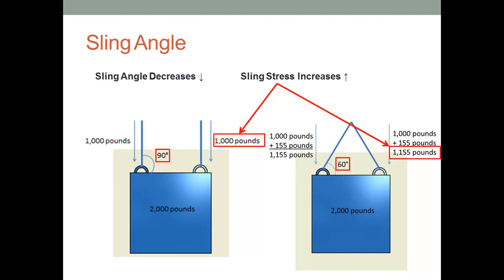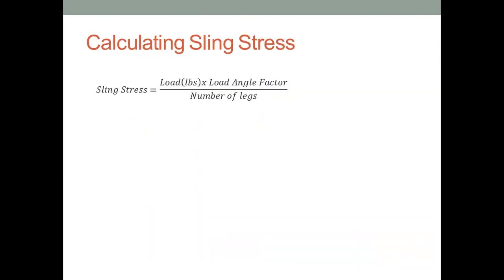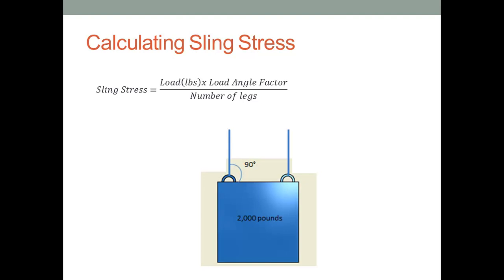Let's take a closer look at how we can calculate the sling stress. To calculate sling stress, we will use the following equation. Sling stress is equal to the load weight in pounds times the load angle factor divided by the number of legs. In this example, we are lifting a 2,000 pound load using 2 vertical wire ropes at a 90-degree angle.